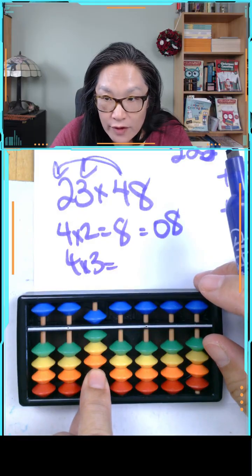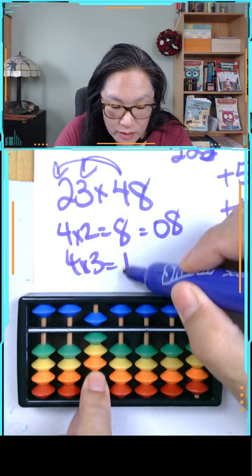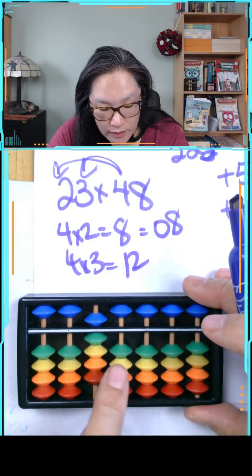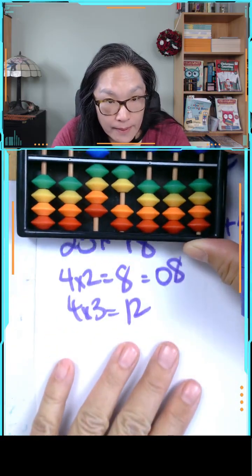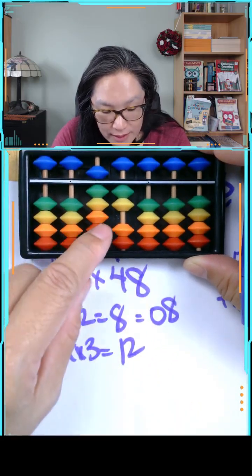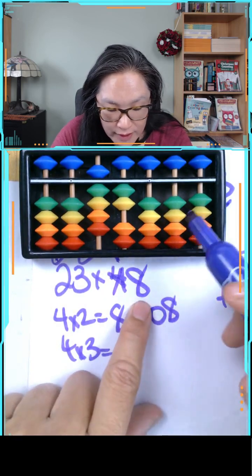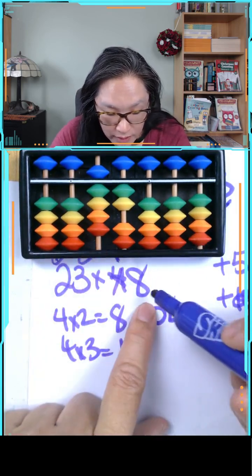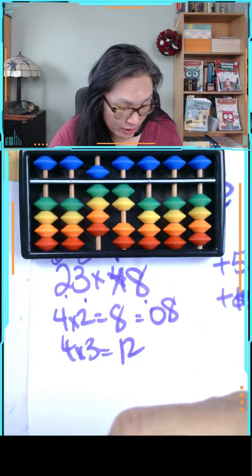Thank you, Queenie, for the follow. What is 4 times 3? 4 times 3 is 12. So you add the 1, you add the 2, right? What's next? Because we're done with the 4, you do it again. 1, 2, 3. I'm going to change color.